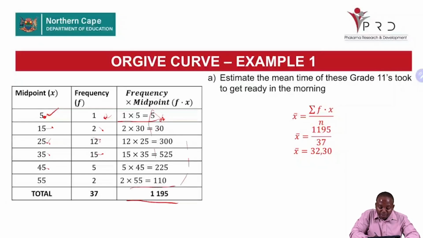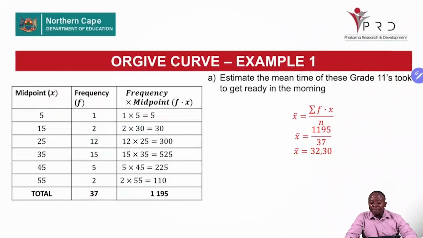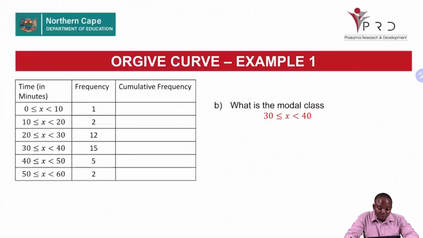When we sum them up, we get 1195, and we also sum the frequency, which is 37. Our mean, remember, is the sum of the midpoint times frequency over n. So our sum of midpoint times frequency, which is this total, is 1195 over n, which is the total frequency, 37. Then our mean value is 32,30.